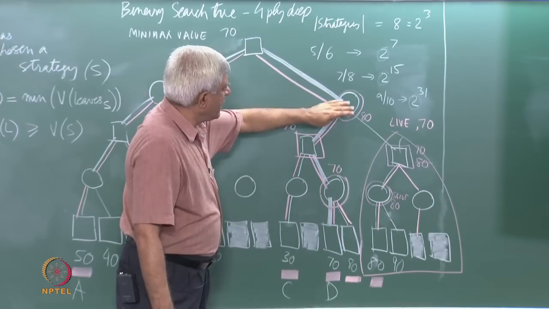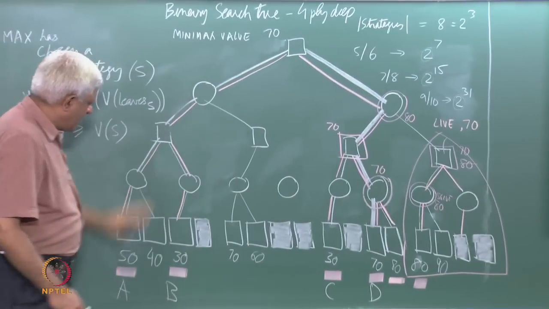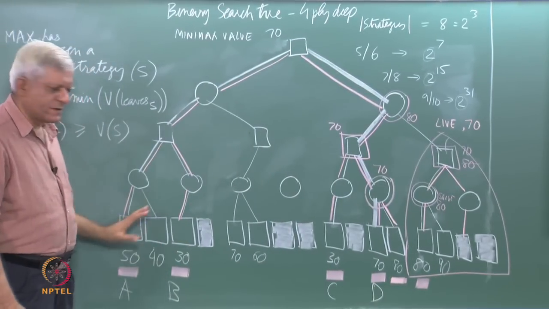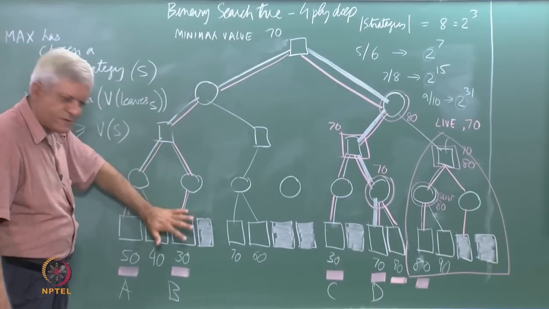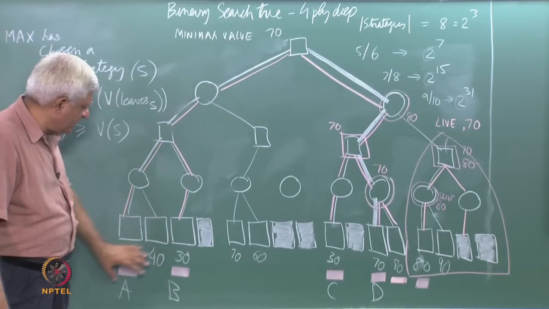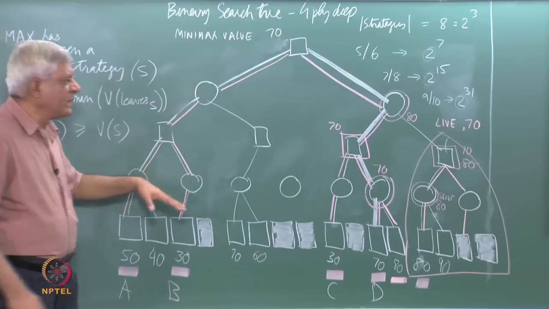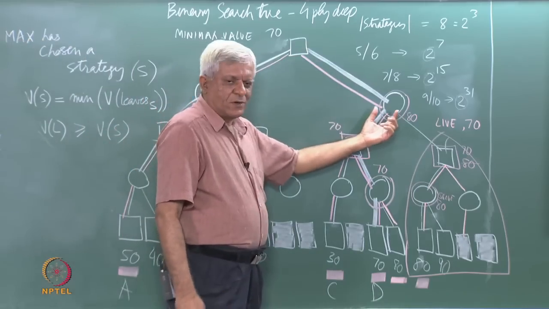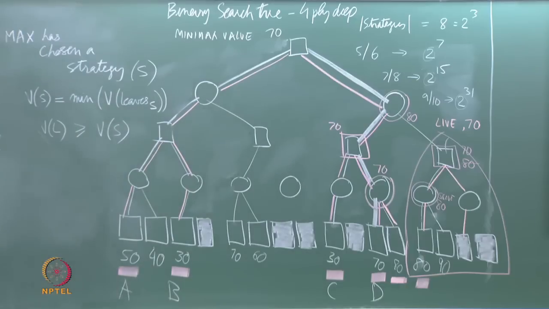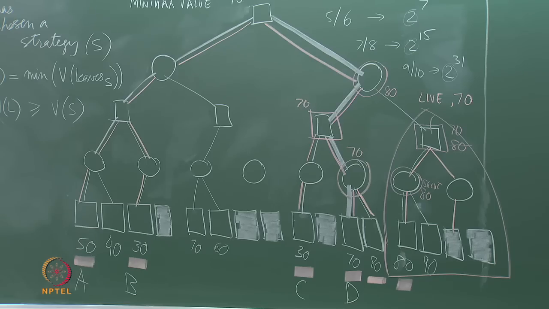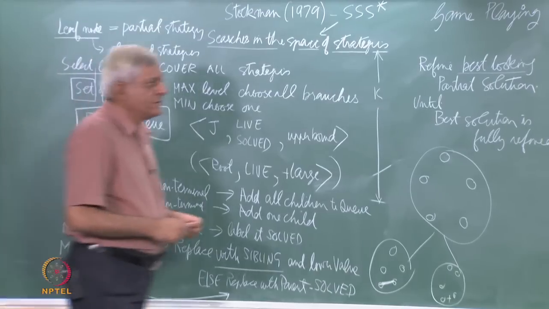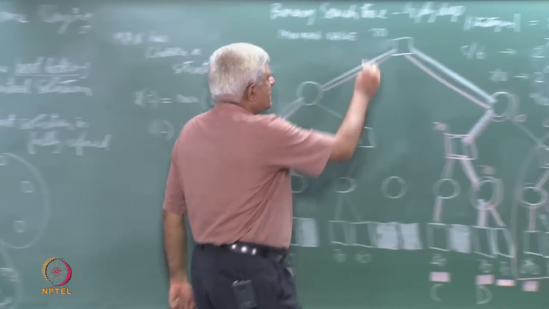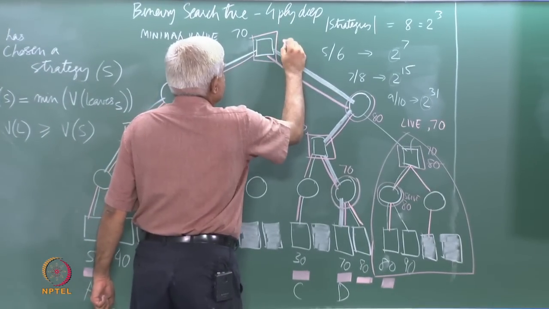So, max is getting a value of 80 from here, it is getting a value of at most 50 or 30 from here, depending on what happens in these other nodes which we have not seen, but at most a value of 50. So, they are behind in the queue. The moment a min solved node comes to the head of the queue, as we have said here, we just replace the parent with a solved node. In this case, we replace this with a value of 70.